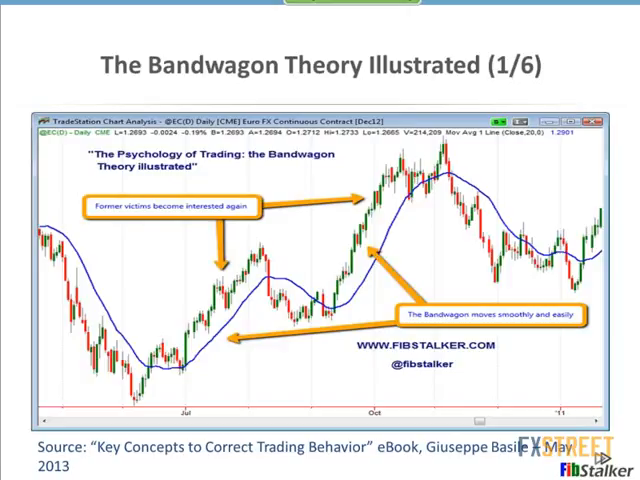So let's start from step one. I'm going to read for you excerpts from the theory. So imagine a bandwagon that is rolling forward at a quickened pace.